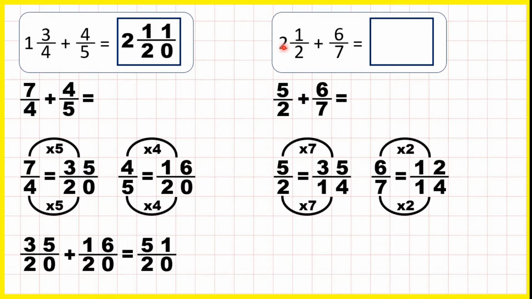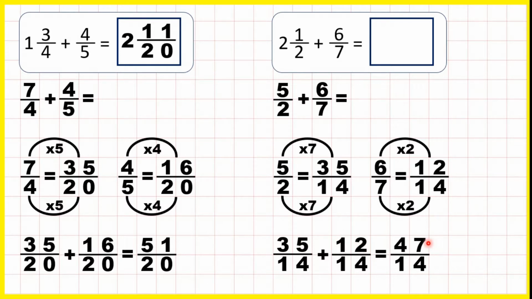Instead of 2½ or 5 over 2, we can write 35 over 14. And instead of adding 6/7, we can add 12 over 14. So now we're adding fractions with a common denominator, so we can keep the denominator the same in our answer. 35 plus 12 is 47, so our answer is 47 over 14.